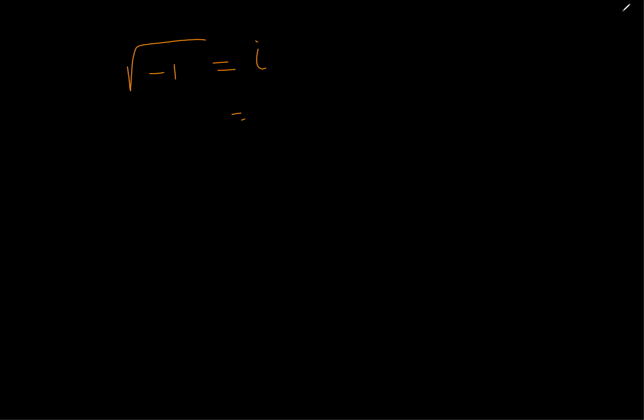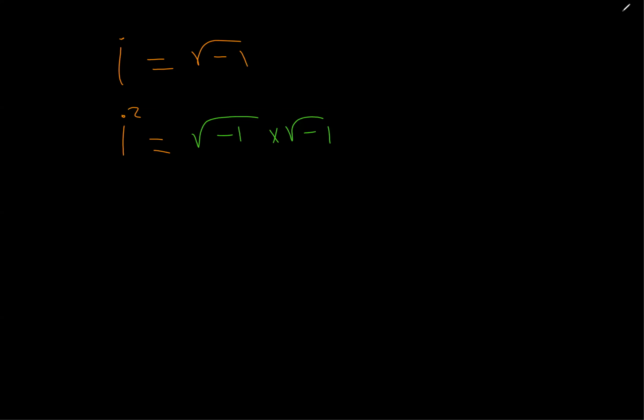Now, what will happen if I have i squared? So look again, if I have i, as we know, it is the square root of what? Of -1. Good. If I have i squared, it means i times i, right? And i times i means the square root of -1 times the square root of -1. Good. Square root of -1 times square root of -1 equals what?